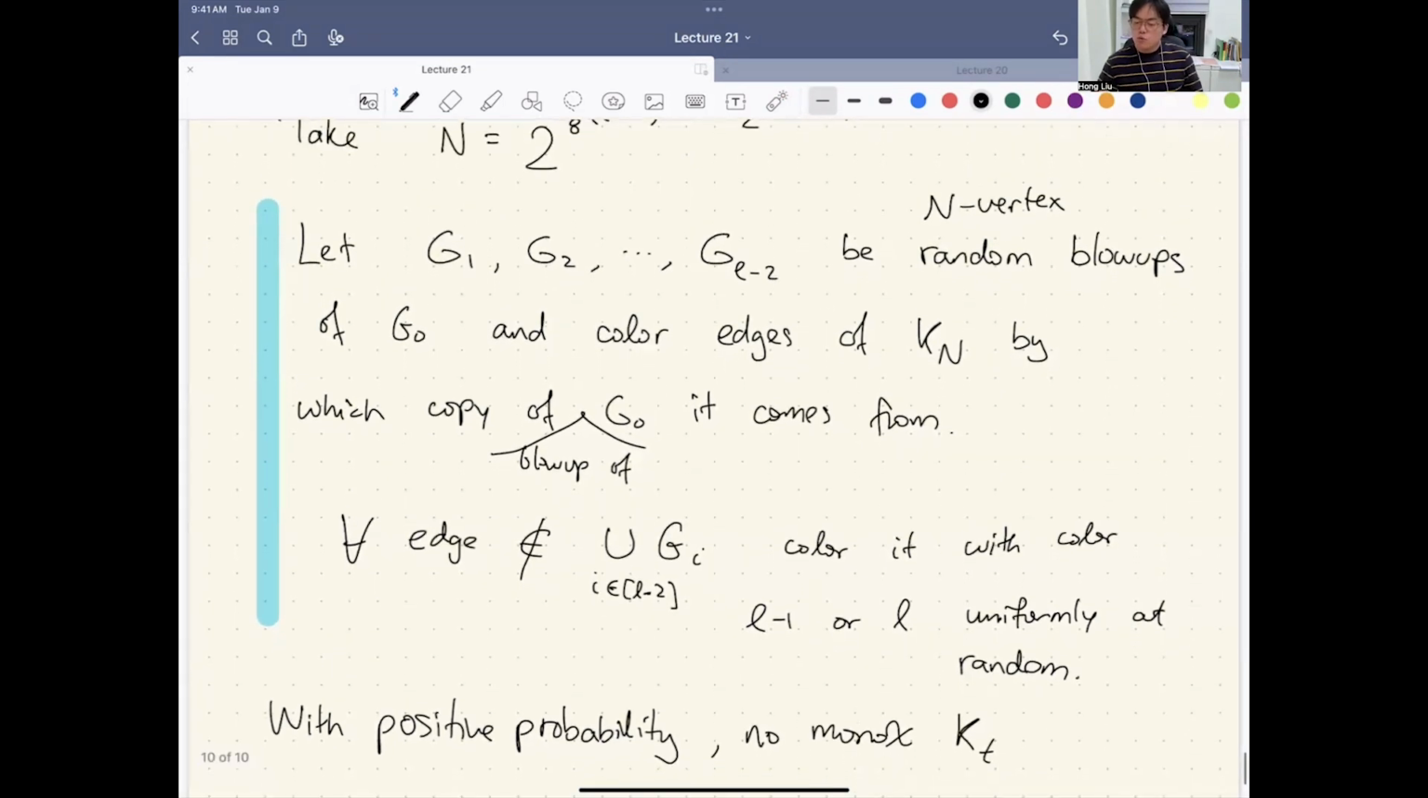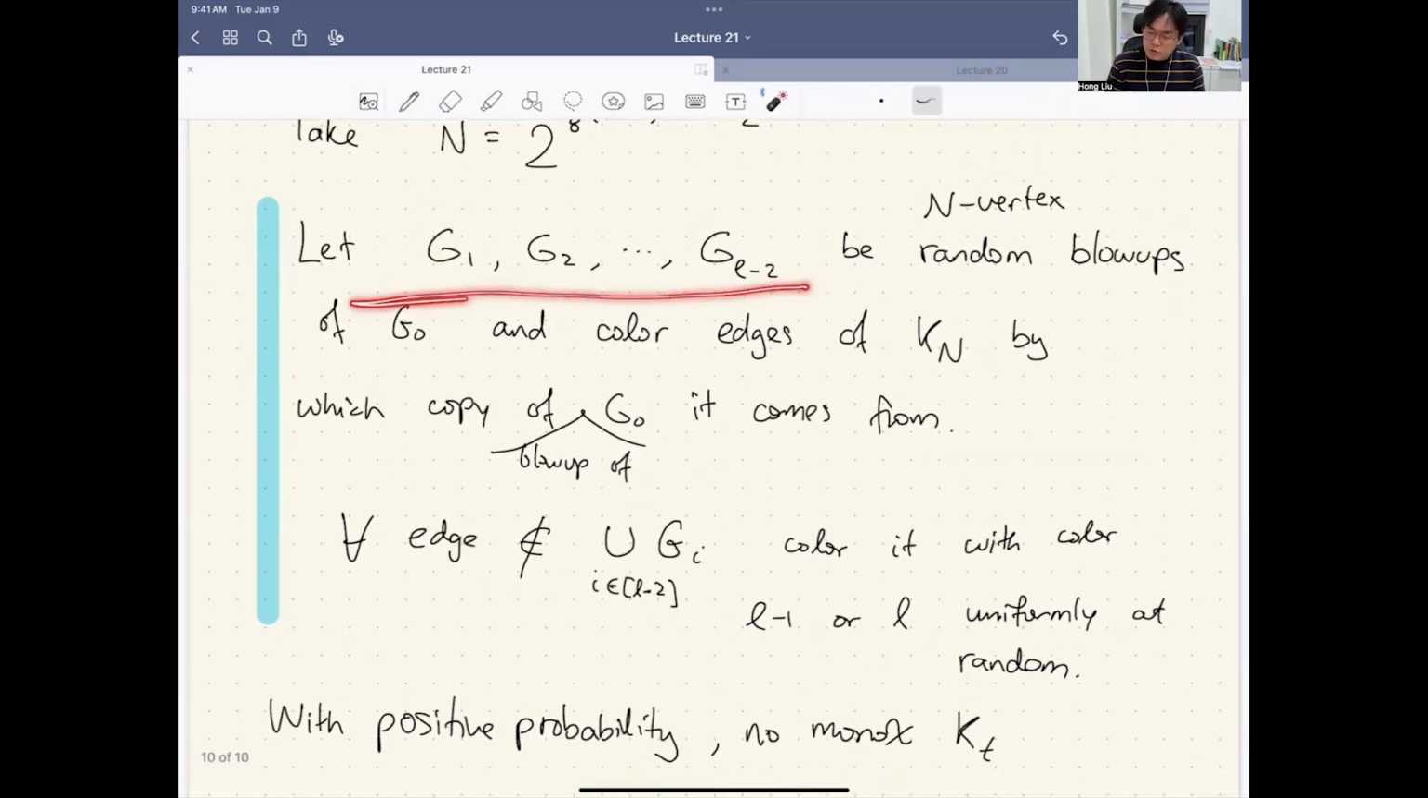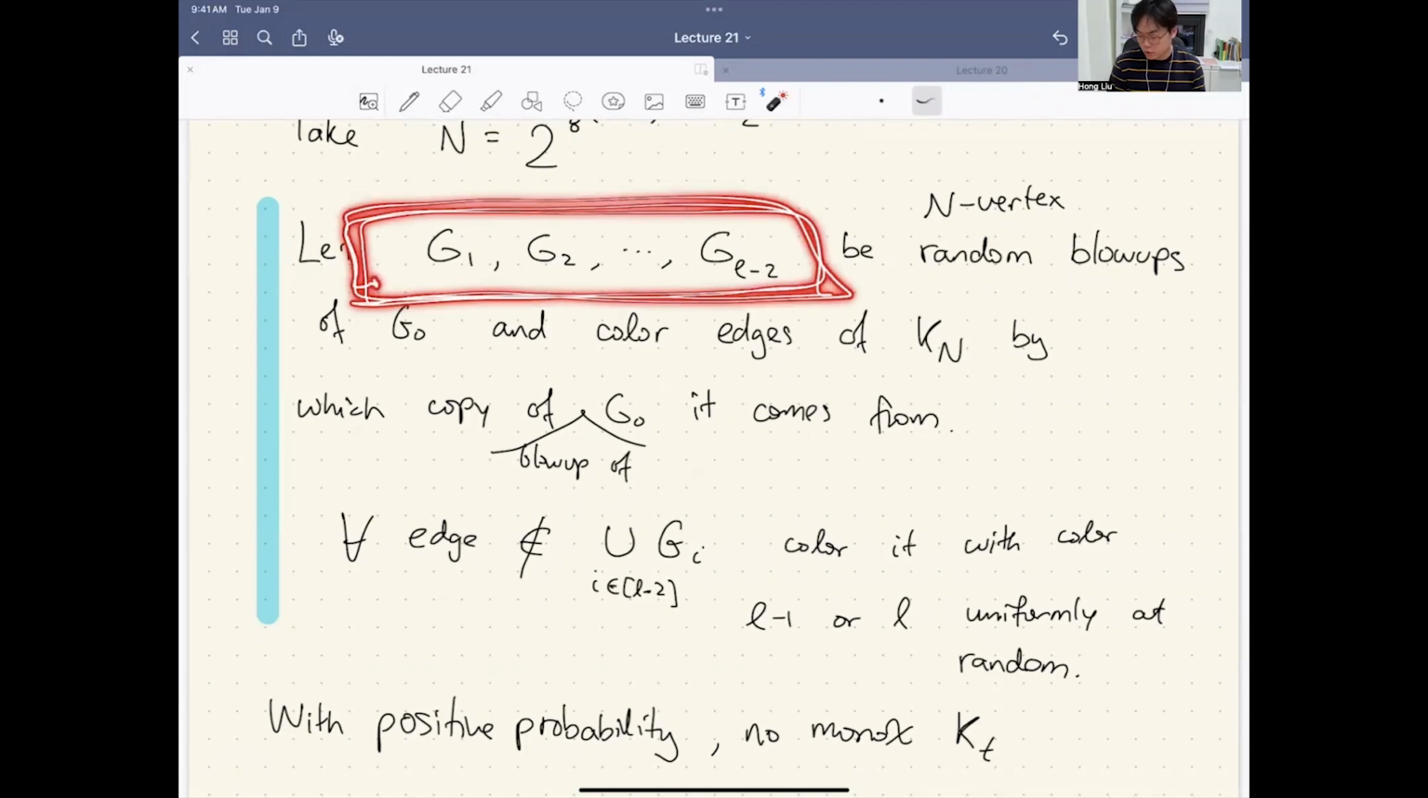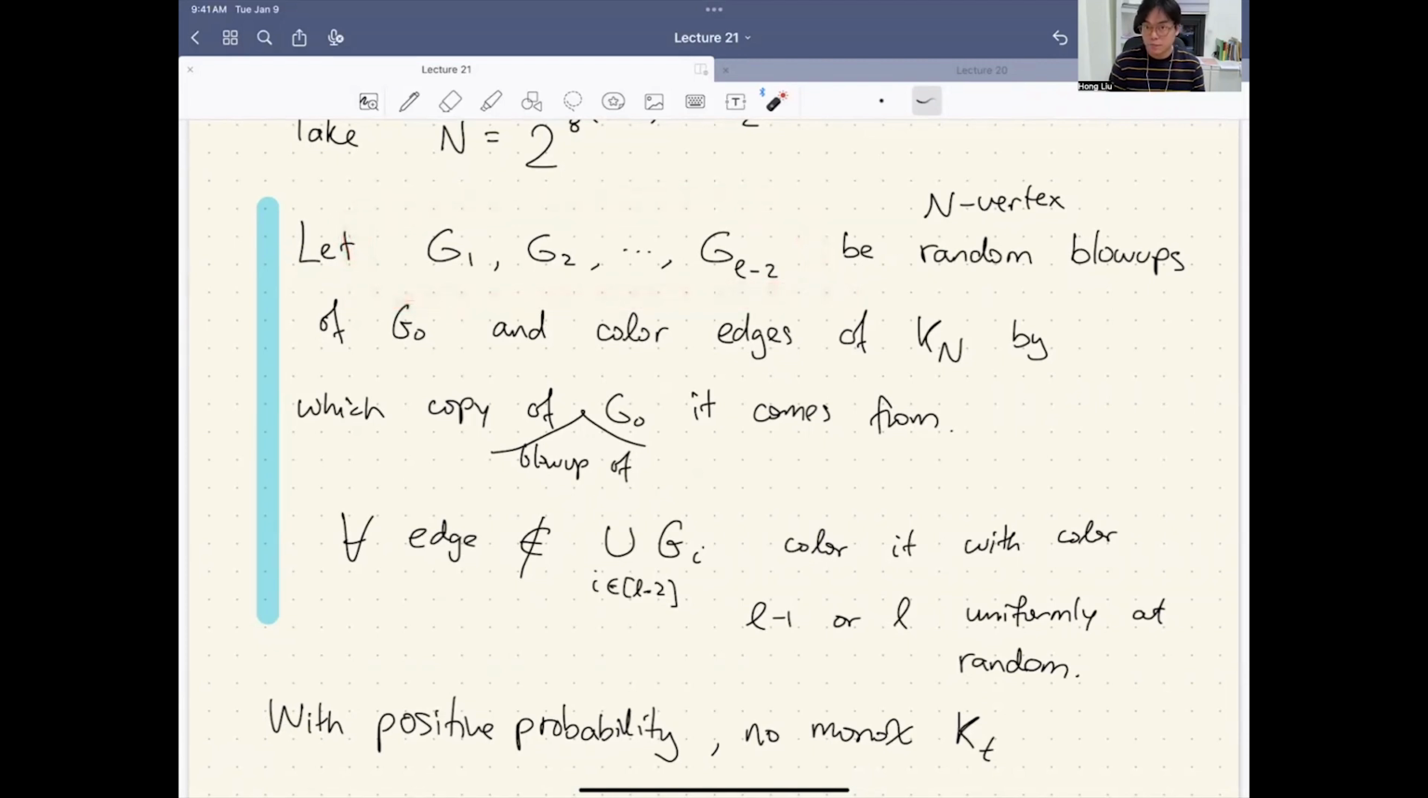First of all, no monochromatic KT in the first L minus 2 colors is trivial, because each one of these GI does not contain a clique of order T. These are blow ups of G0, and G0 does not have this large clique. So do its blow ups, right? Now, we just need to be careful with the complements of these unions.